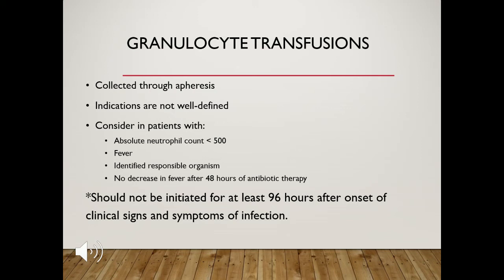But it is considered in patients with severe neutropenia, wherein the absolute neutrophil count is less than 500, with fever, sepsis, and sepsis with an identified responsible organism. Okay. It should not be initiated for at least 96 hours after onset of clinical signs and symptoms of infection, because when you use antibiotics in these patients, targeted or broad spectrum antibiotics, they might improve. So usually granulocyte transfusion is reserved as a last resort.